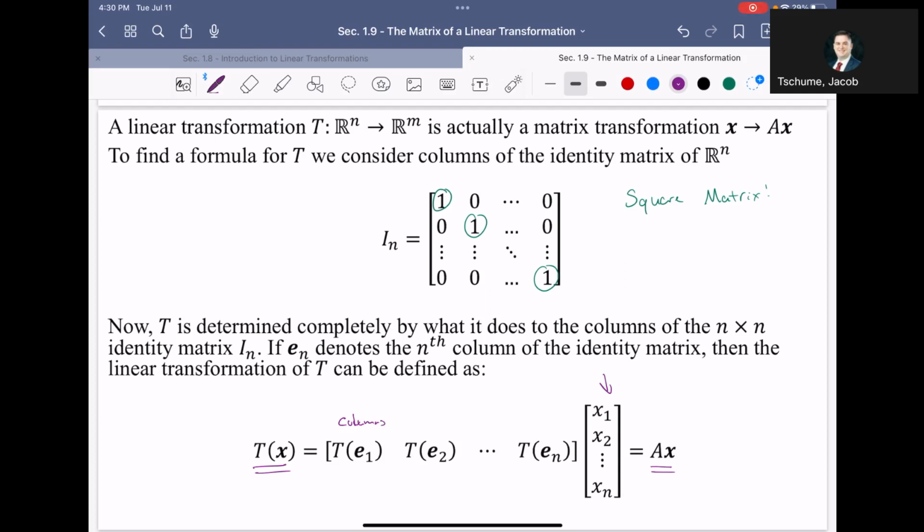Each column of matrix A is going to be denoted by you transforming the columns of I sub n. So that's the notation we use here, T of E sub 1. When you transform the columns of an identity matrix, you are getting the matrix A that will be part of your linear transformation.